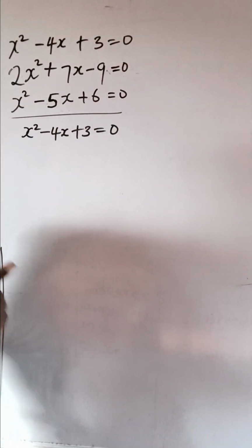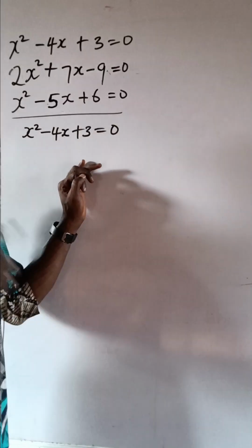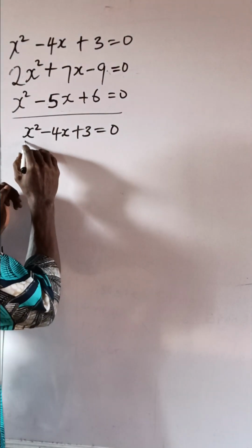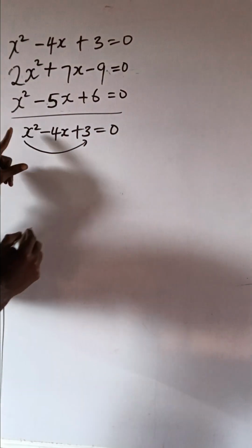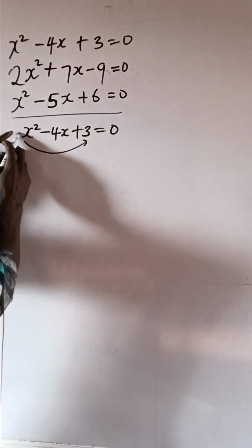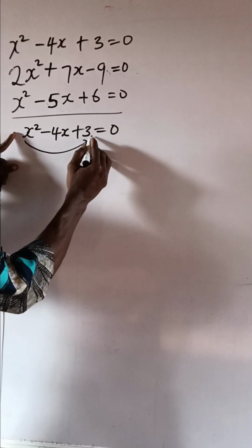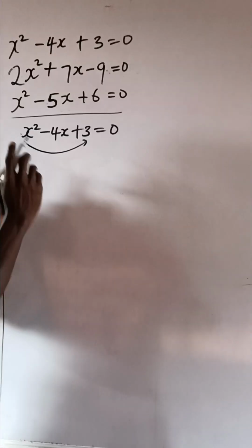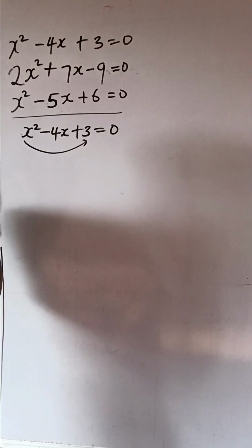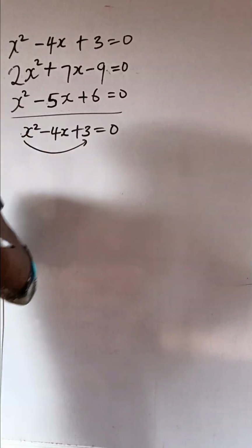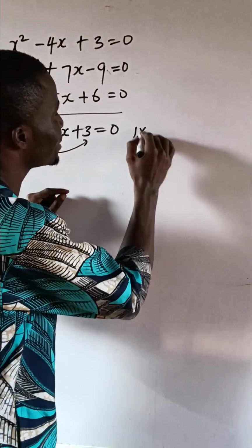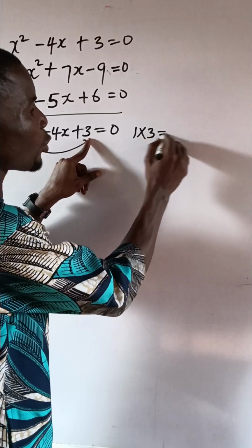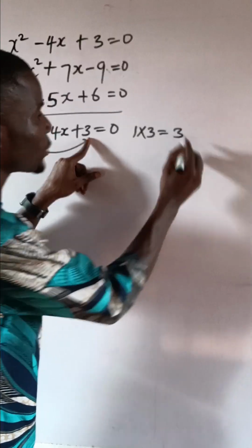The first thing you must do when you see this type of question is to multiply this to this. You multiply the coefficient that is here to this constant. The coefficient here is just 1, that is 1x squared. So 1 times this constant will give you what? Will give you 3, right?